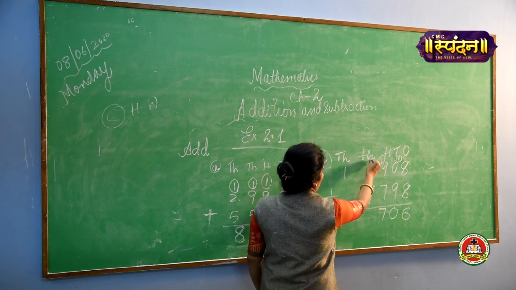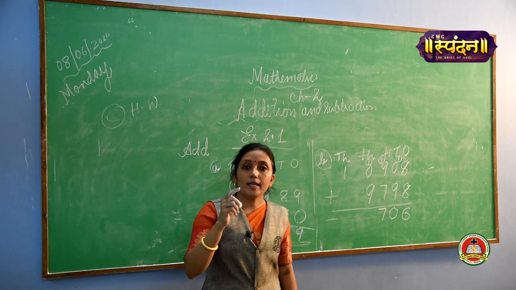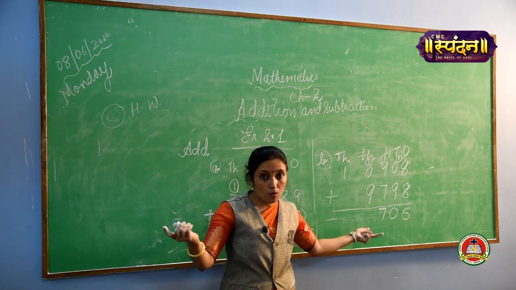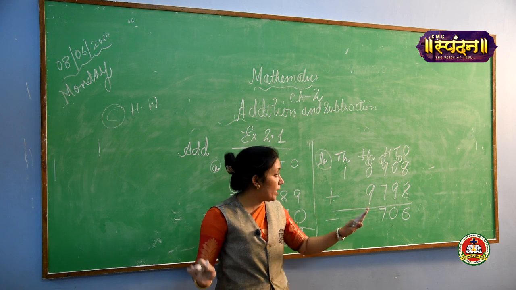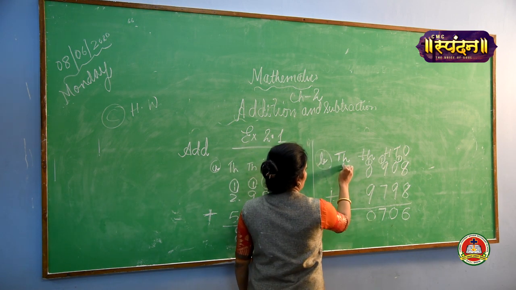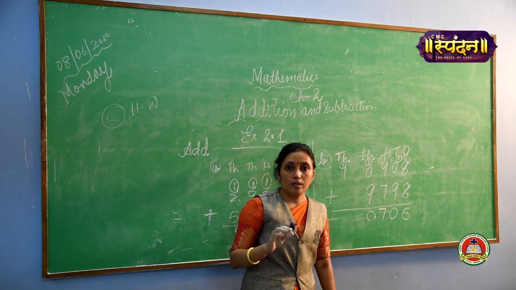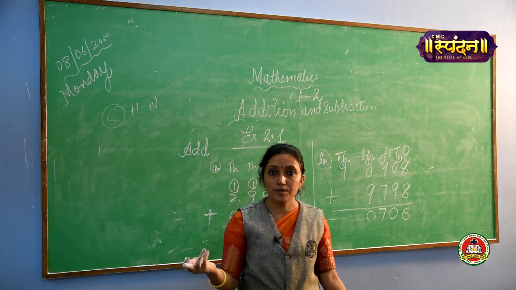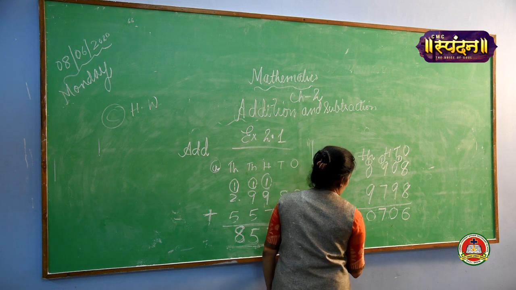Yes, 7. Carry over 1. So, again 9 has come. This is your 0. So, 0 means nothing I have to add. So 9 plus 1 is 10. Again a carry over. Then 1 plus 1, what is there children? 2.